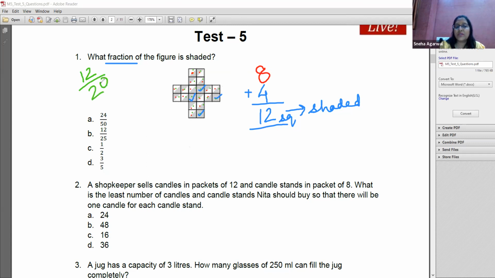So you are just going to reduce this to the smallest form. 4 threes are 12 and 4 fives are 20. So we are getting the answer as 3 by 5. I suppose now this is clear to you all, right?